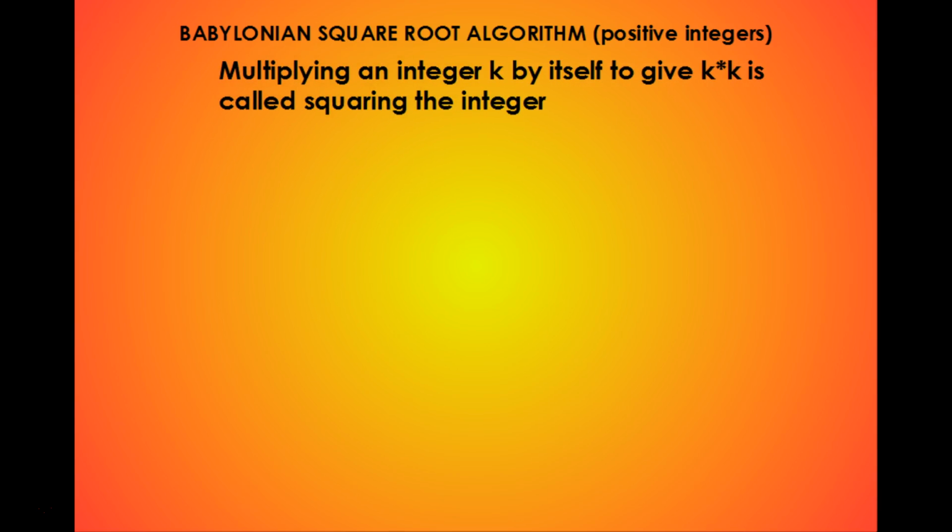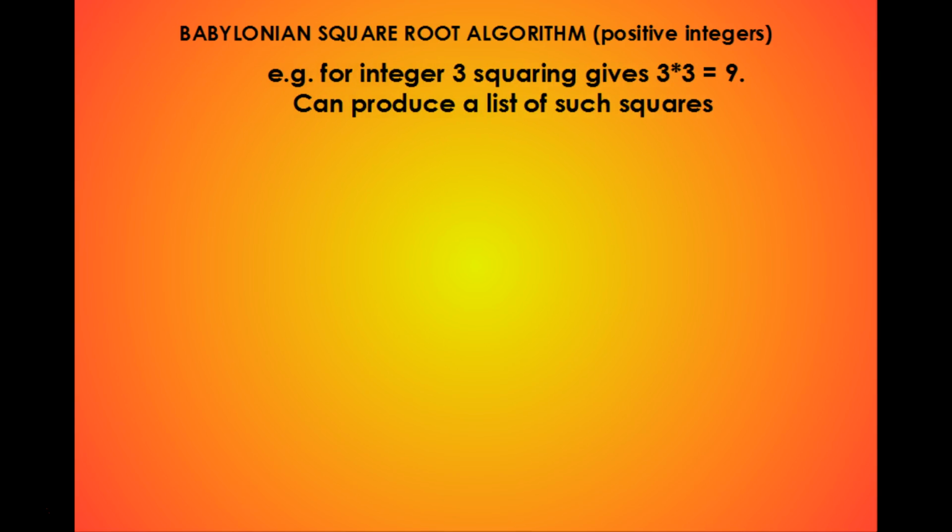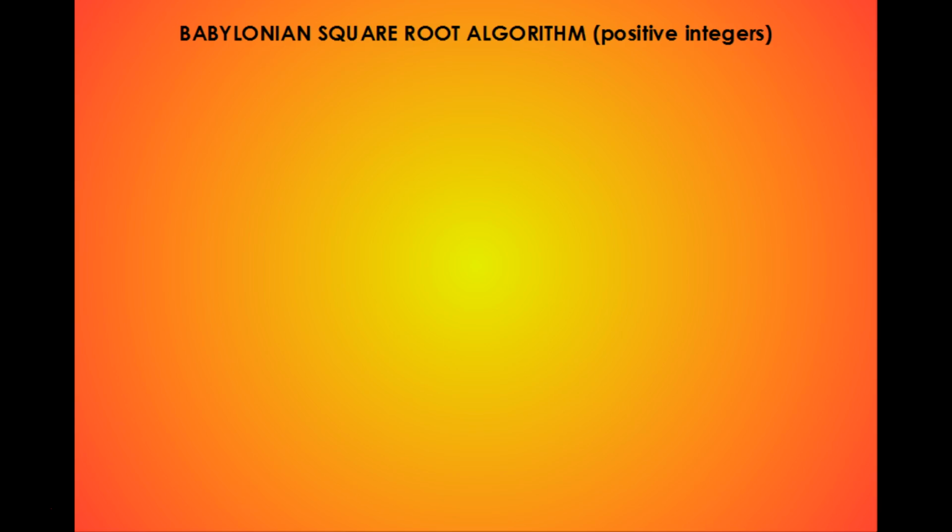Firstly, multiplying an integer by itself is called squaring the integer. For example, squaring 3, as 3 times 3 equals 9. And you can produce a list of such squares. Yes, consider the first 10 integers.